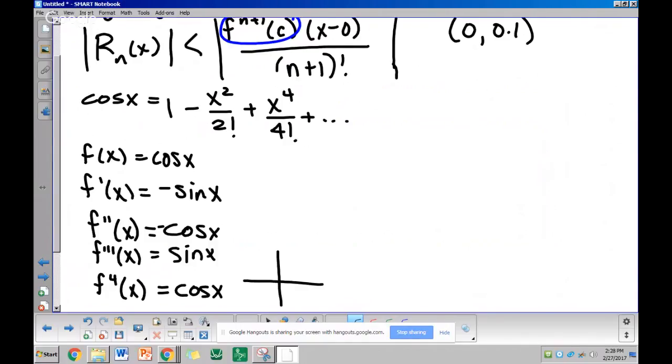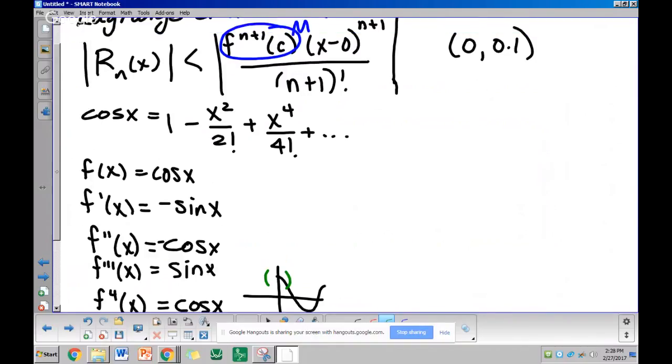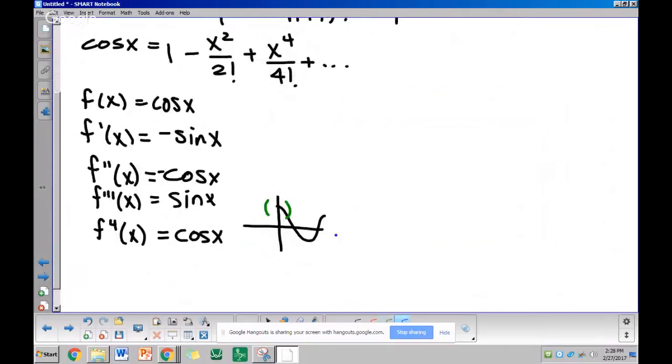Between 0 and 0.1, it looks like this, right? So what's it doing? It's decreasing, isn't it? So what is the maximum y value in that interval between 0 and 0.1? Everybody agrees 1? That's the worst it could be. The worst error is going to be where this derivative has the highest value, which is 1. So that's what goes here. So what we're going to say is 1.